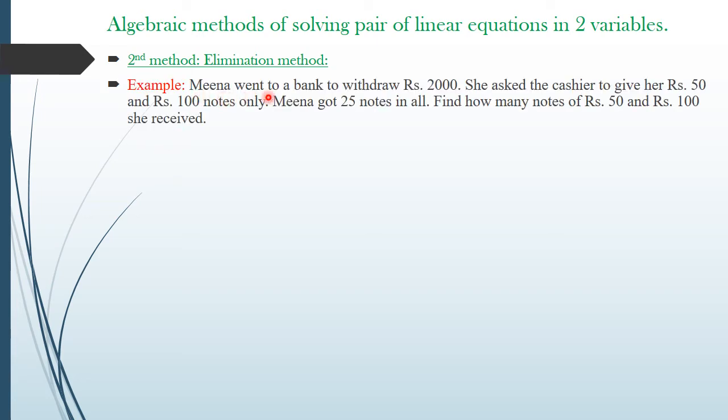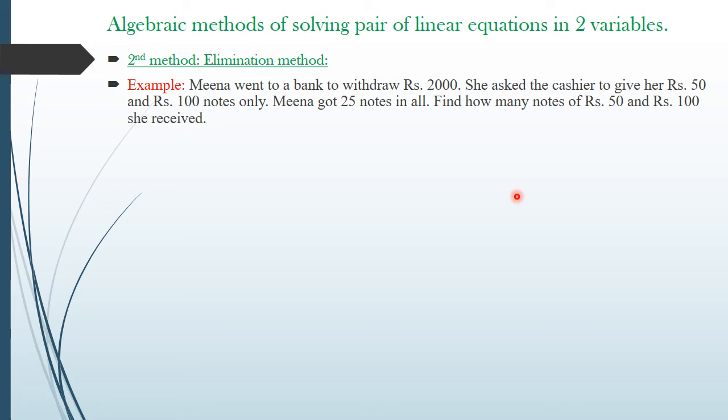Meena went to a bank to withdraw rupees 2000. She asked the cashier to give her rupees 50 and rupees 100 notes only. Meena got 25 notes in all. Find how many notes of rupees 50 and rupees 100 she received. Here we are supposed to find the number of 50 rupees notes and the number of 100 rupees notes. Therefore these two terms are going to act as x and y in forming the equations.